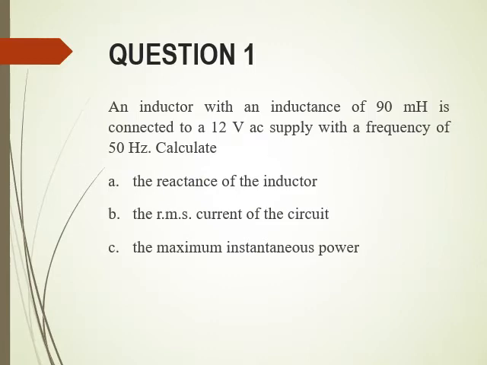Question 1. An inductor with an inductance of 90 millihenry is connected to a 12-volt AC supply with a frequency of 50 Hz. Calculate A. The reactance of the inductor. B. The RMS current of the circuit. C. The maximum instantaneous power.